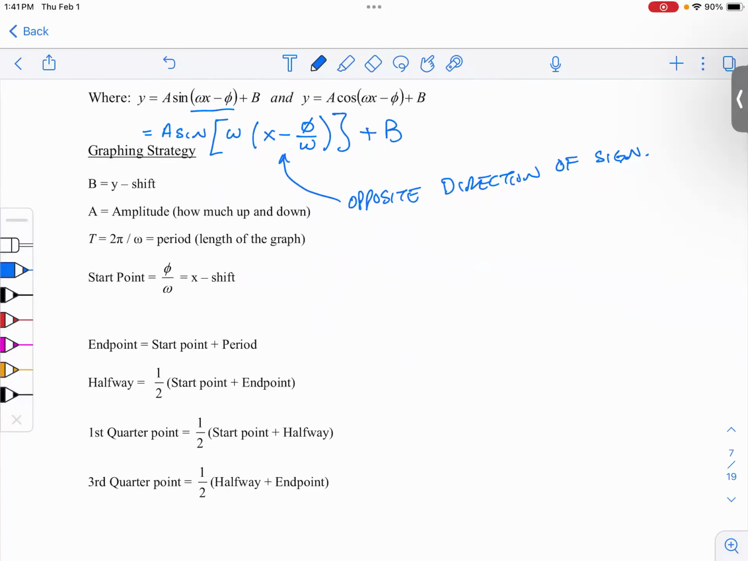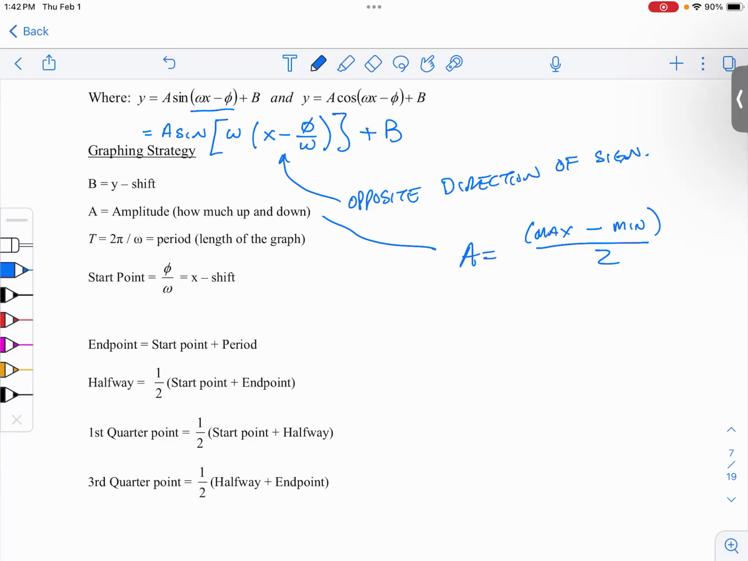All this leads to the graphing strategy. Identifying the Y shift, crazy easy. Identify your amplitude, and the best way to do this is: amplitude equals max minus the min, divided by 2. So your maximum value minus your minimum value, divided by 2, should give you your amplitude. Period, depending upon omega, we can then adjust that.